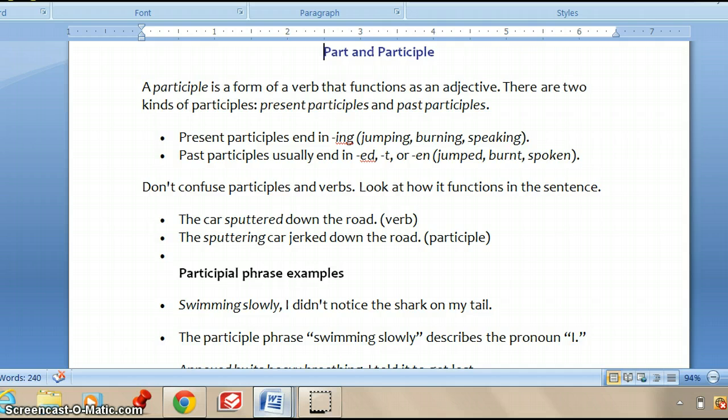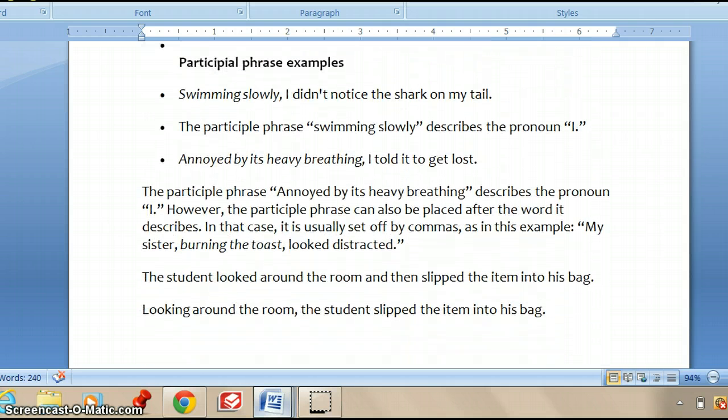So to further this thought, we look at participles in phrases. In this sentence, we have: swimming slowly, I didn't notice the shark on my tail. Swimming slowly is the participial phrase that describes the pronoun I. Annoyed by its heavy breathing describes the pronoun I as well. It ends with the ed. Usually the participle phrase begins with the participle, or a word that looks like a verb but is not.